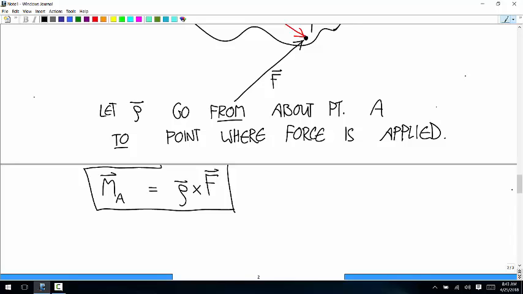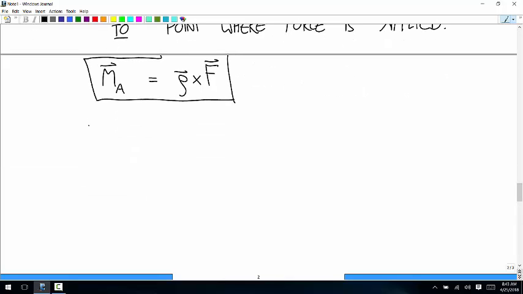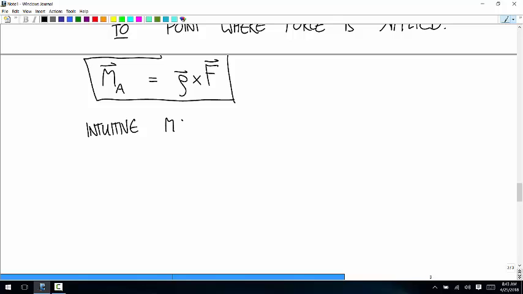Okay, so let's think about the physical meaning of this, or the intuitive meaning. Say that you have a bolt that's stuck and you're trying to turn it with a wrench.